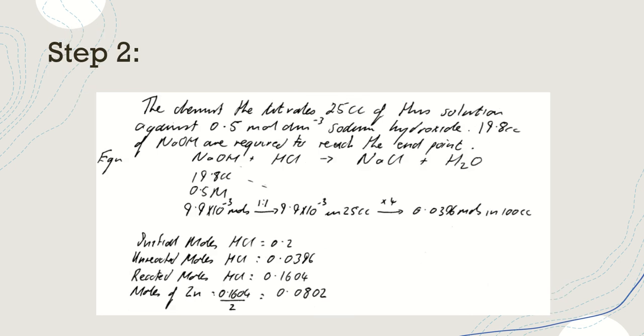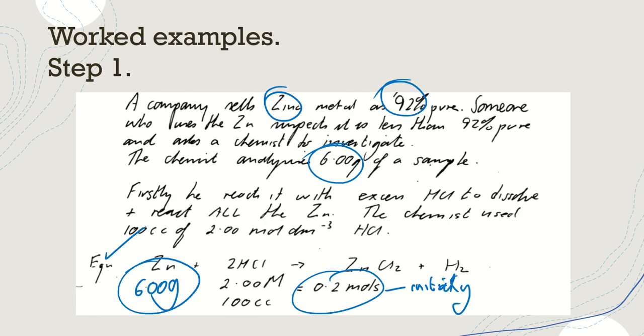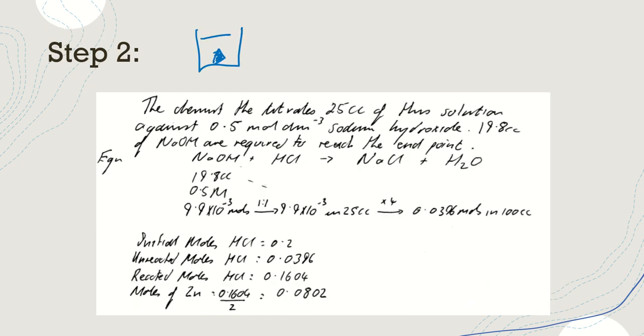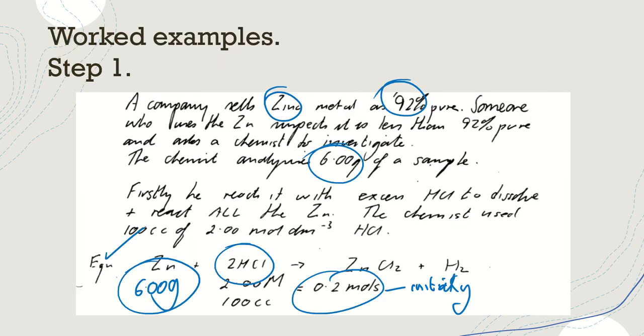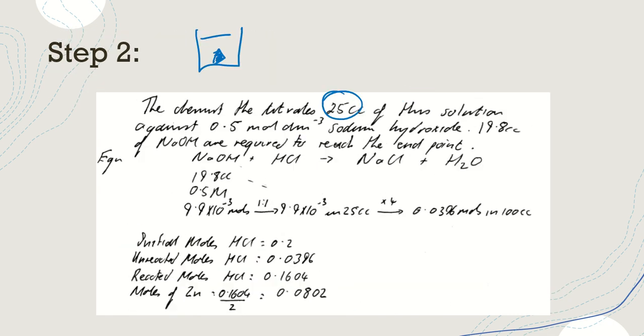So let's get going. The chemist then took that amount of hydrochloric acid and reacted it with the zinc. Some of the hydrochloric acid reacted as per this equation here, but because it's in excess, there will be some left over. We reacted the leftover hydrochloric acid, a 25 cc sample of it, with 0.5 mole per decimeter cubed sodium hydroxide, and the average titer was 19.8 cubic centimeters.